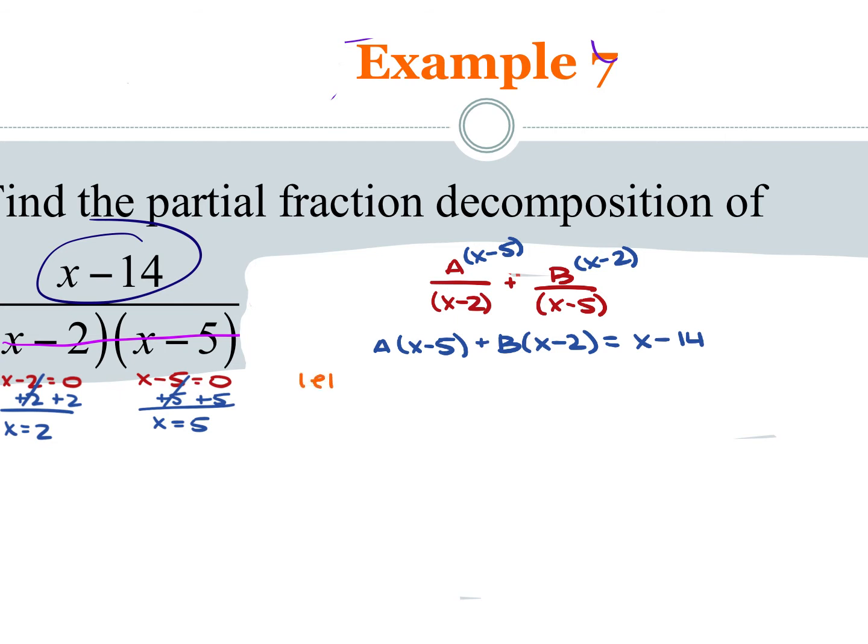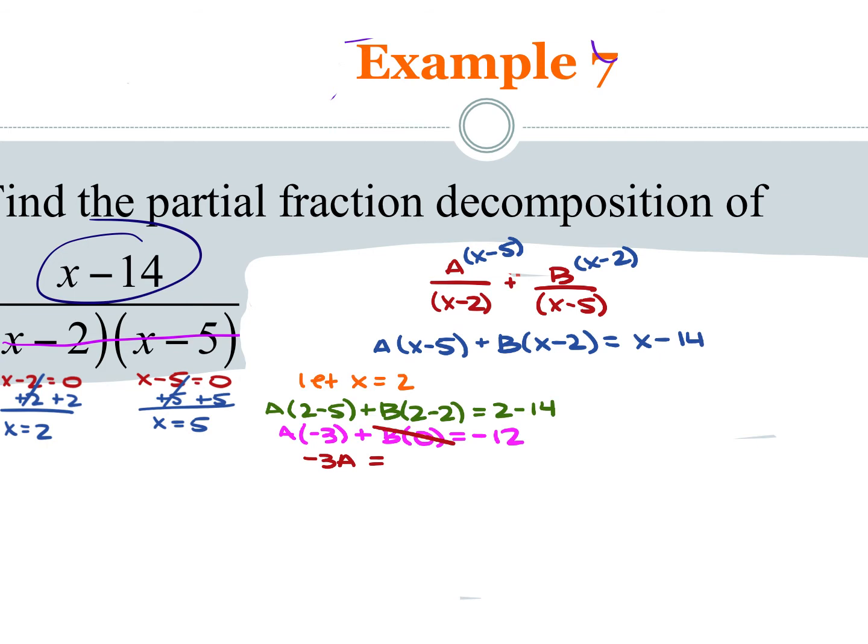So if we let x equal 2, this is going to give us a times 2 minus 5 plus b times 2 minus 2 is equal to 2 minus 14. The 2 minus 5 is negative 3, so it's a times negative 3 plus b times 0 is equal to negative 12. A times negative 3 is negative 3a. B times 0 cancels out. So we have negative 3a is equal to negative 12. Divide each side by the negative 3, and we have that a is equal to 4.